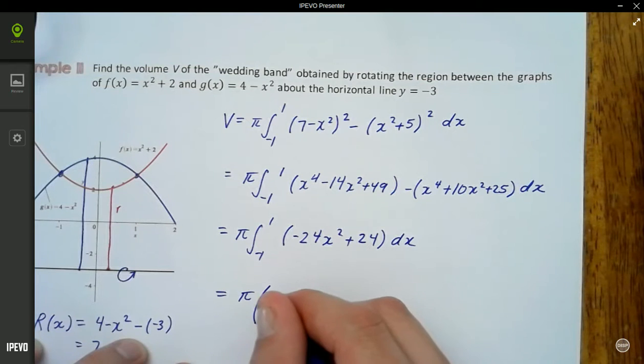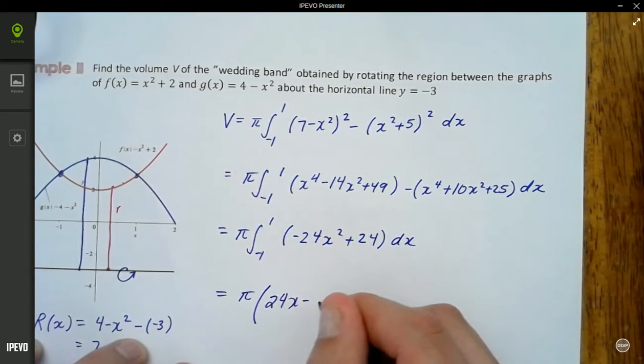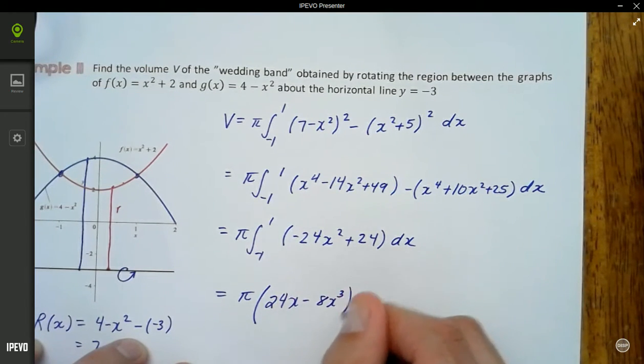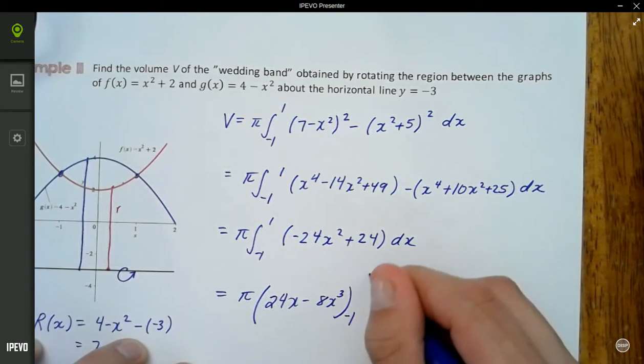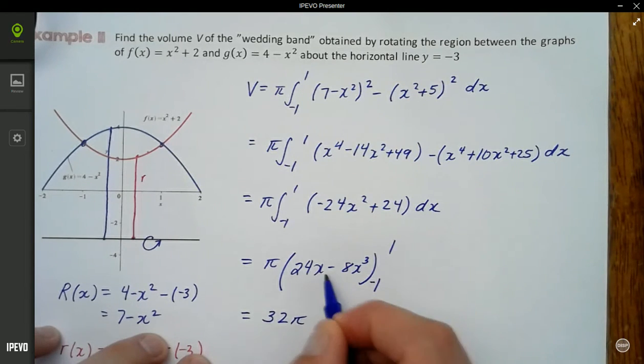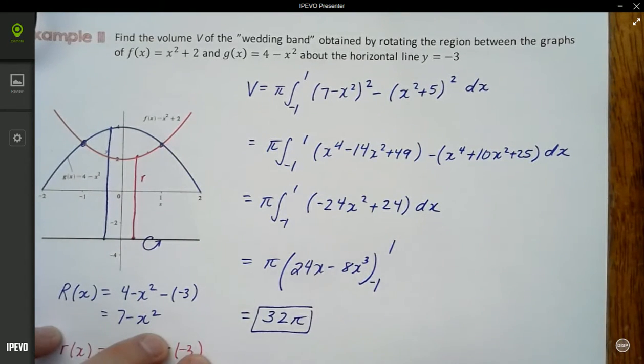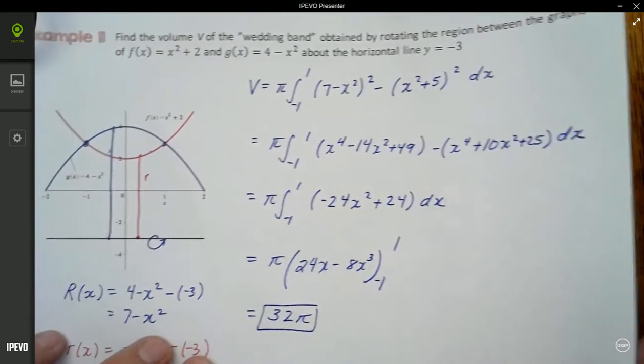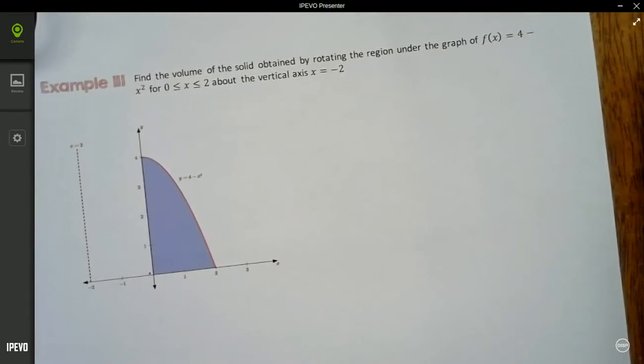We can go ahead now and integrate. So I get 24x minus 8x cubed, from negative 1 to 1. Plugging those in, I end up getting 32 pi. So when I plug 1 in and then negative 1, I end up with 32, and I multiply that by pi.